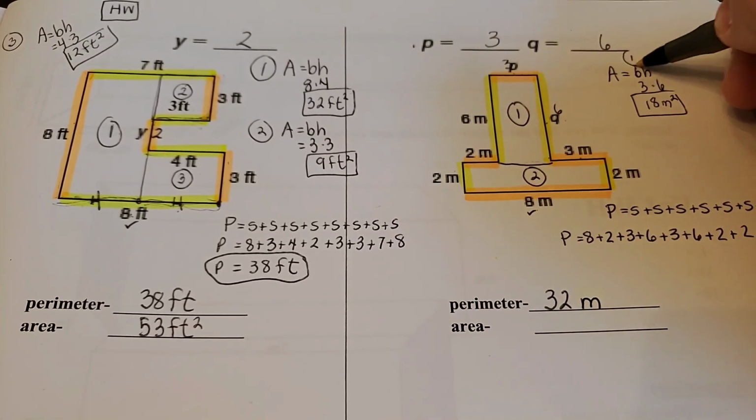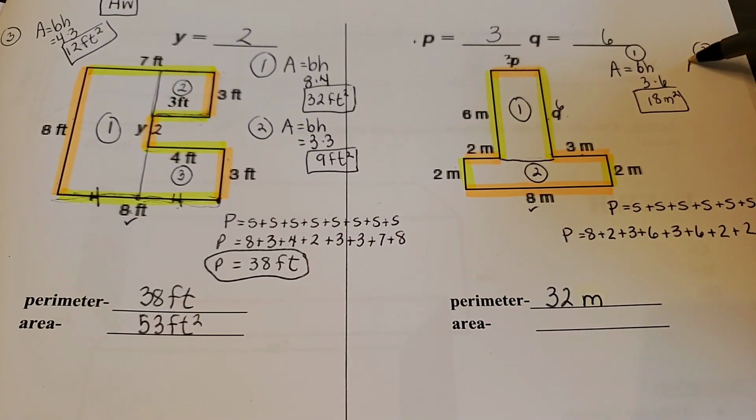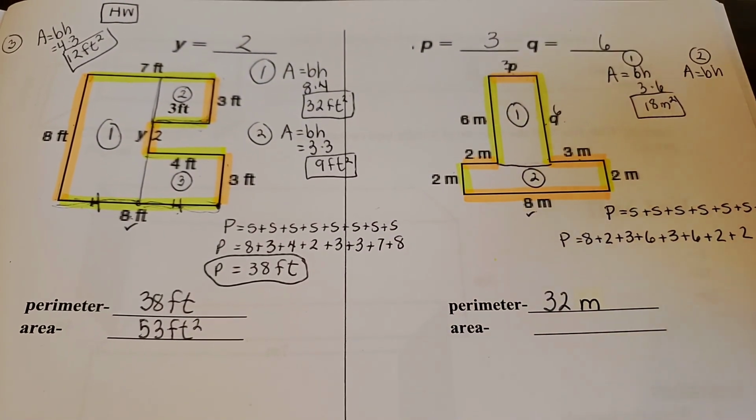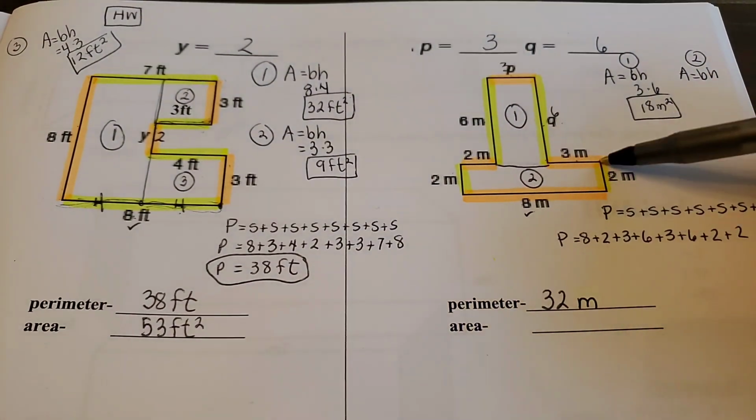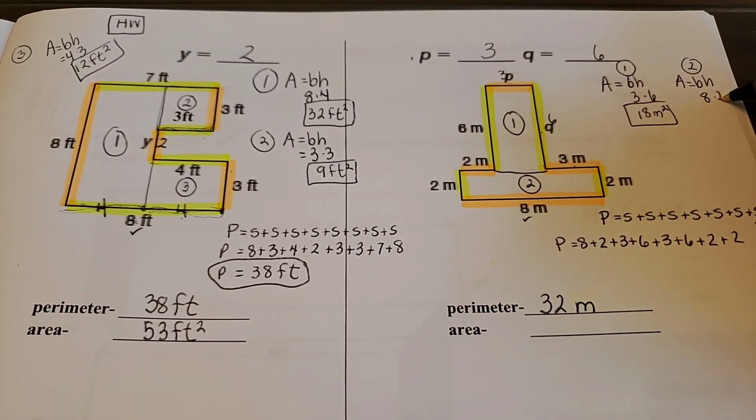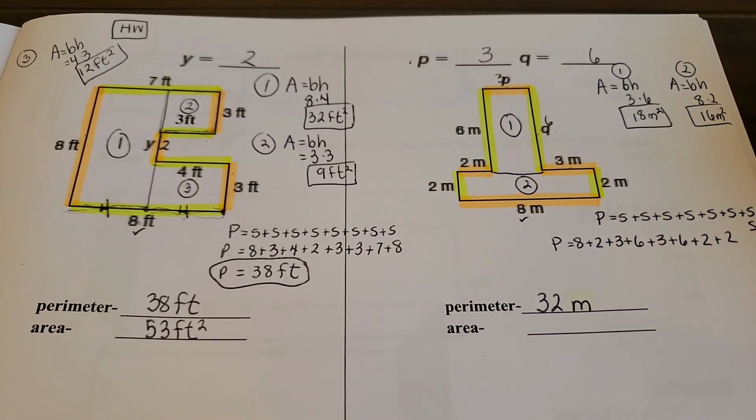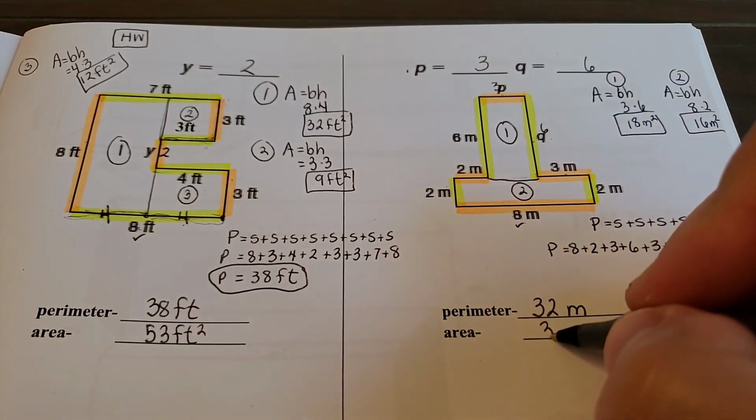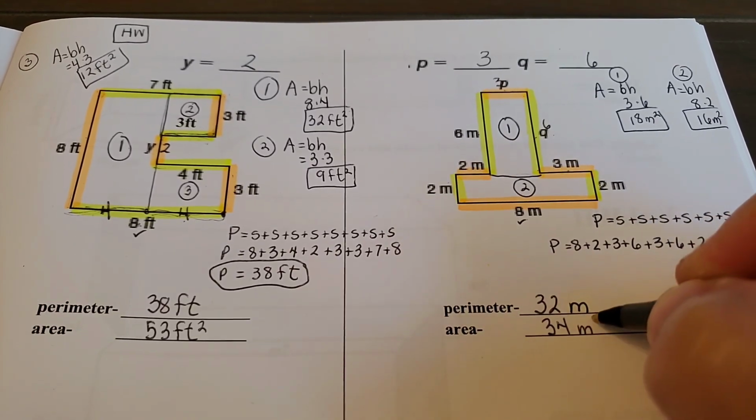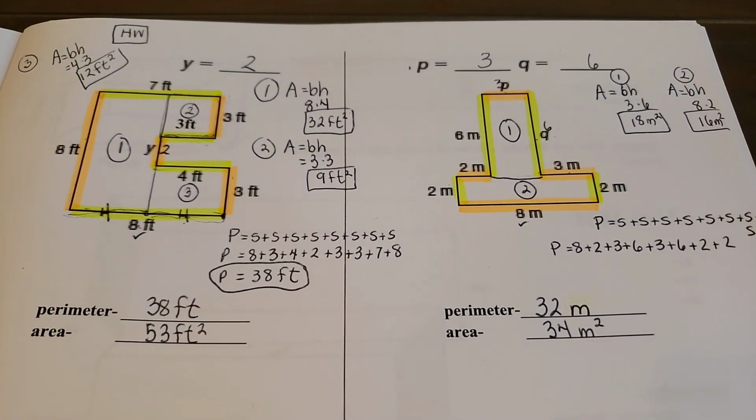That's going to be shape number 1. And shape number 2, I'm going to go base times, oh, that's easy. 8 and 2, they're sitting right there for me. And then if I add those 2 together, I get 34 meters squared.